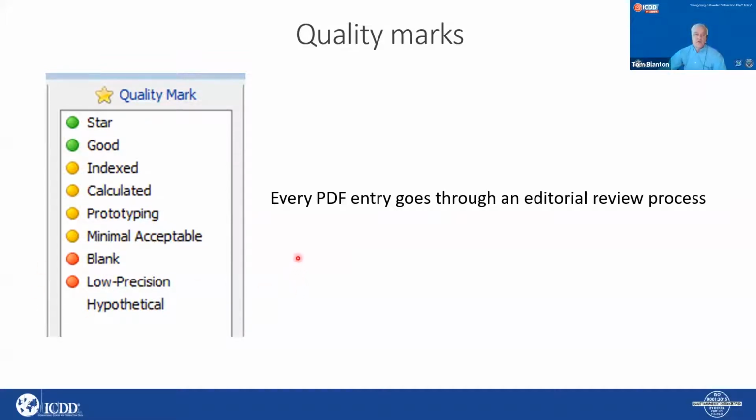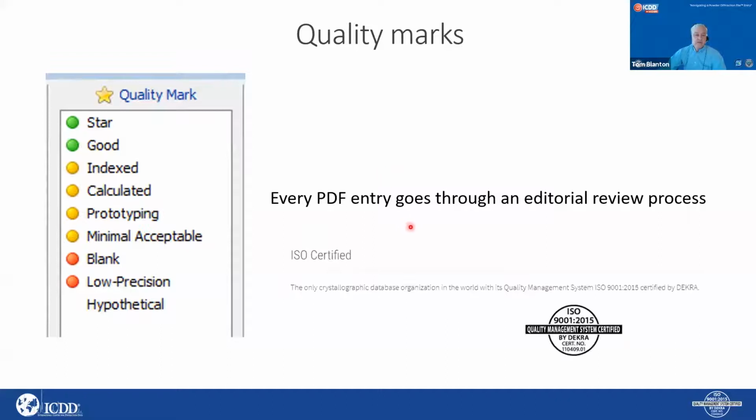Sometimes we get asked, well, why would you have low quality data in the database? And the reason is that sometimes that's the only data that's been published in the literature. So we want that information available to you, the user, but we also want to call attention to the fact that we've reviewed the data and there are some issues with the data. We make a note what the issue is, so you can at least compare your data to the PDF entry and understand the limitations of what was in the literature.